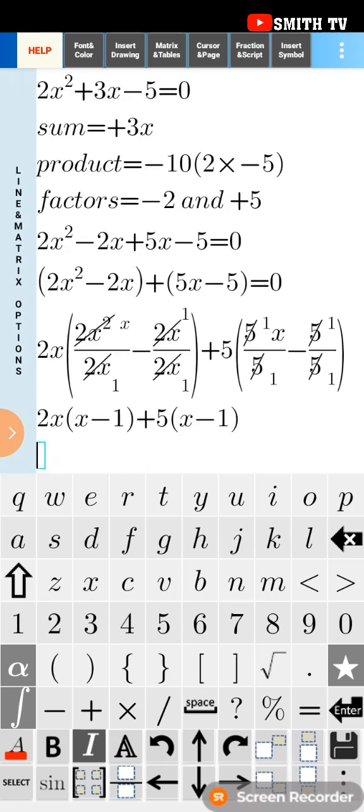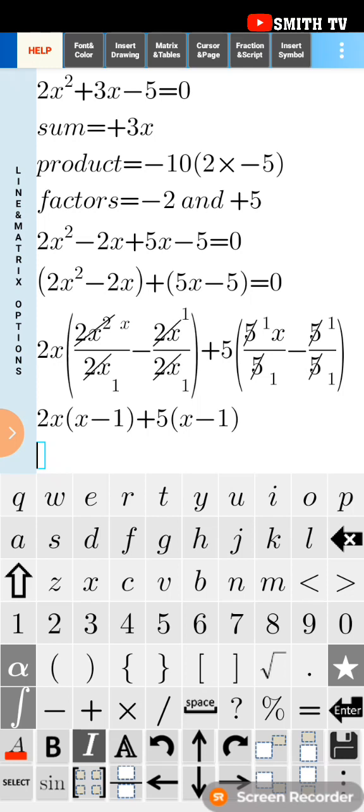Now take note. Both brackets must have the same thing inside. That means they must look alike. If both brackets are not looking alike, then your work is not correct. You can see my first bracket I'm having x minus 1, and my second bracket I'm having x minus 1. So both brackets must be having same values or same figures inside. So once you see that you're having the same thing inside, both sign the same, x minus 1, you are correct.